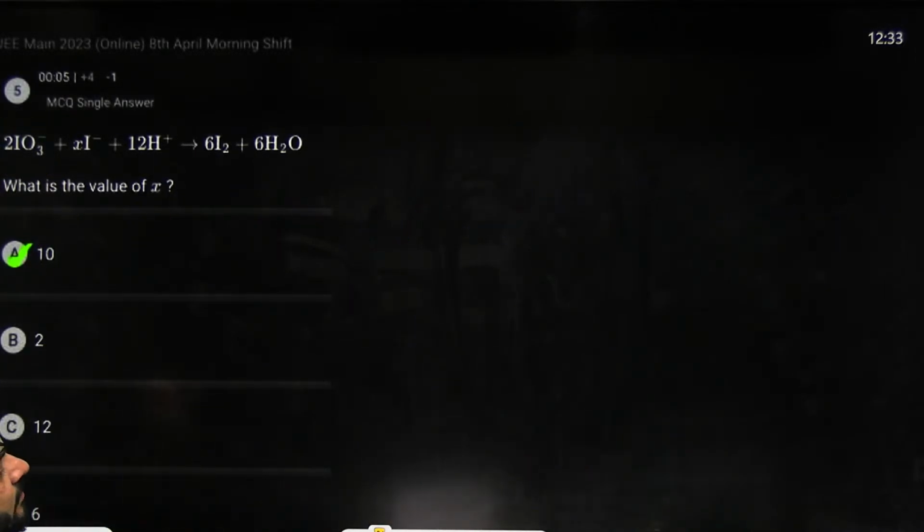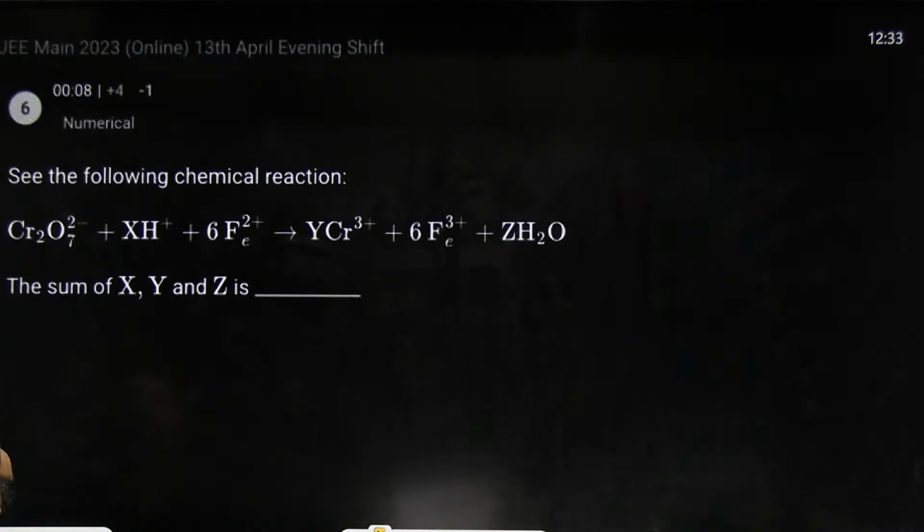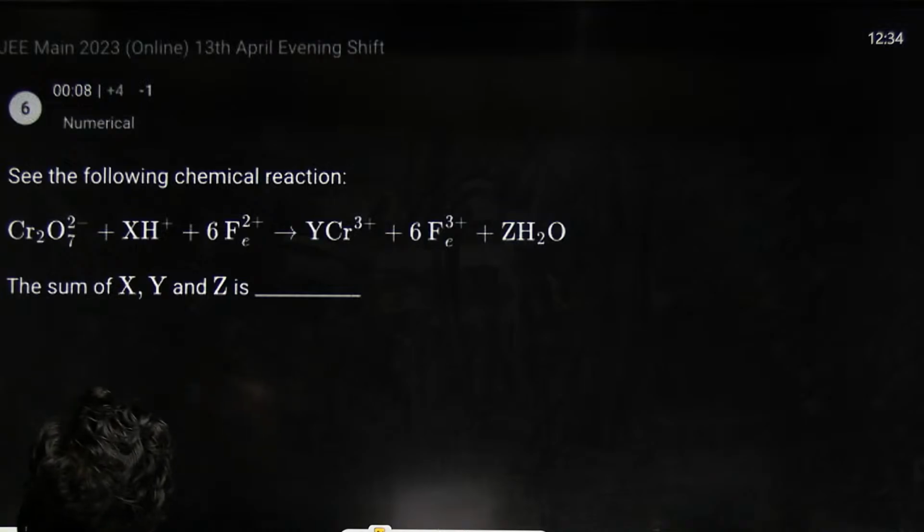A is the correct answer. One more similar question came in 2023. See the following chemical reaction and find X, Y, Z. So I can now recommend you solve these questions on your own, because you already know the process and the method to solve them. However, if you face any doubt, do let me know. I can help you anytime you want.